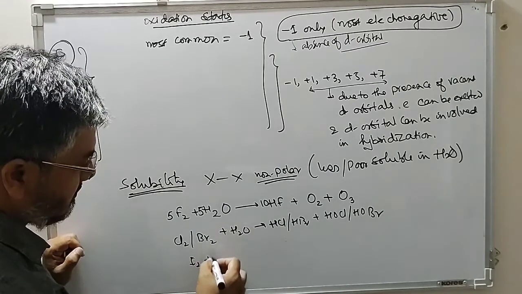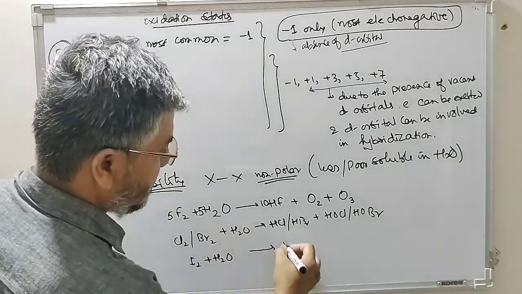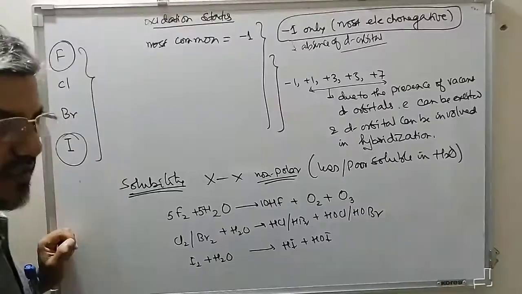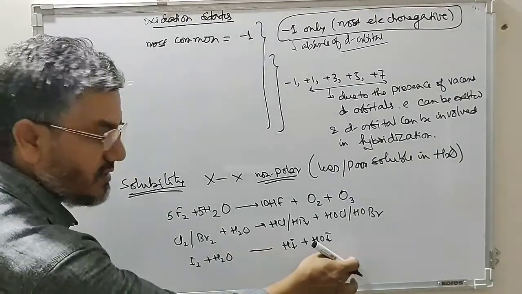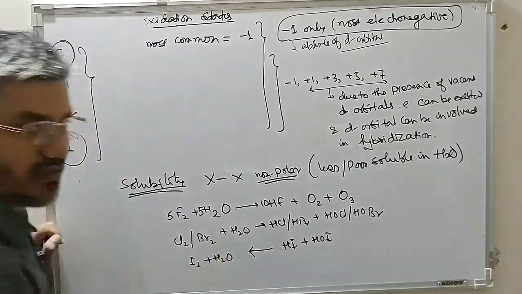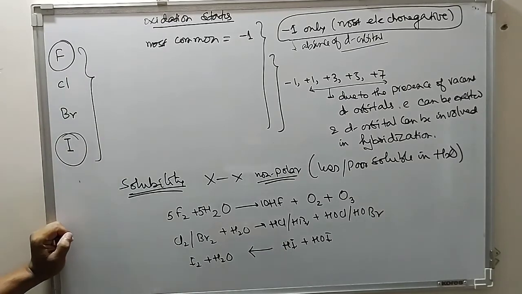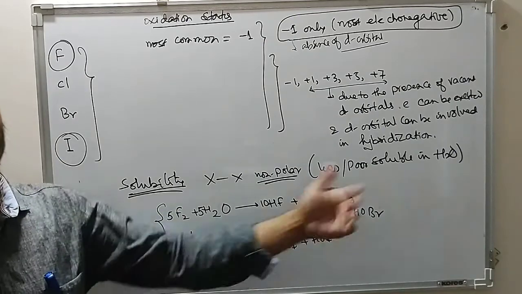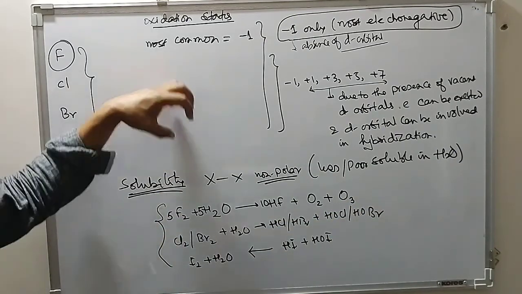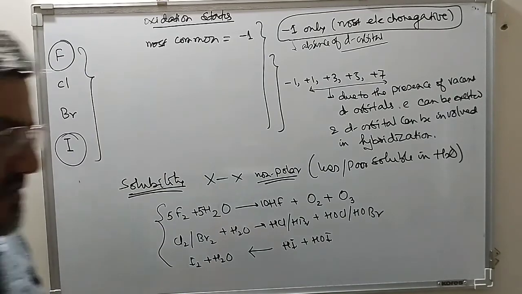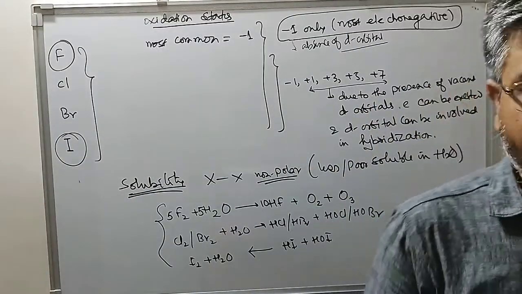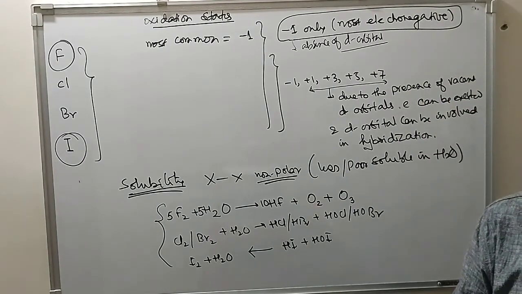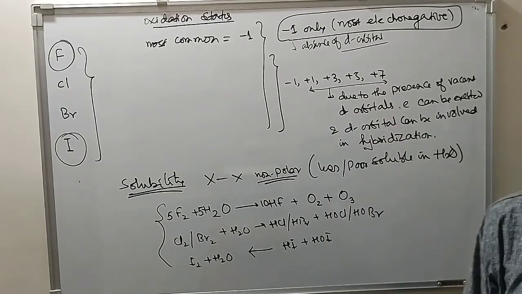For iodine, when it reacts, it should form HI plus HOI, but this reaction is not spontaneous in the forward direction; it is spontaneous in reverse. So this is not the solubility, but how these elements react with water. So these are some of the properties that we have discussed. After this, we'll go to the chemical properties of some important compounds that we'll take up in the next class.